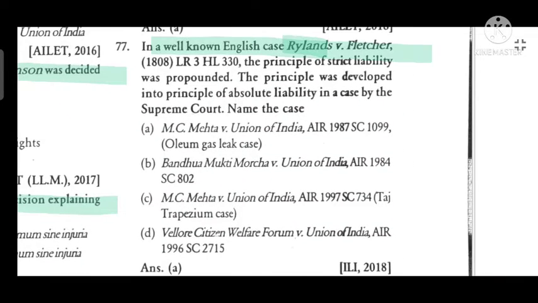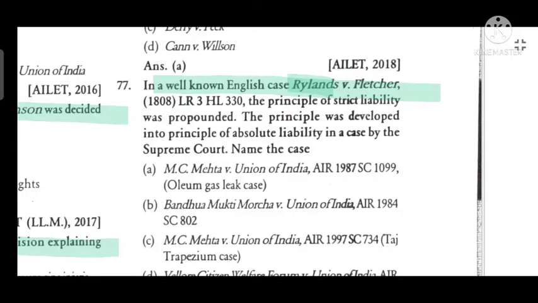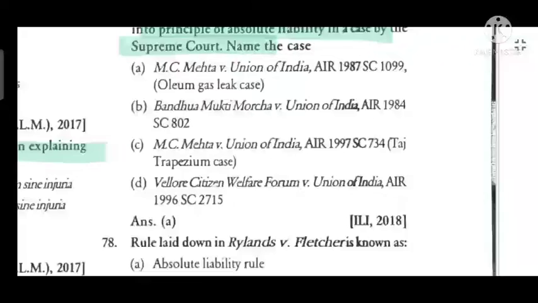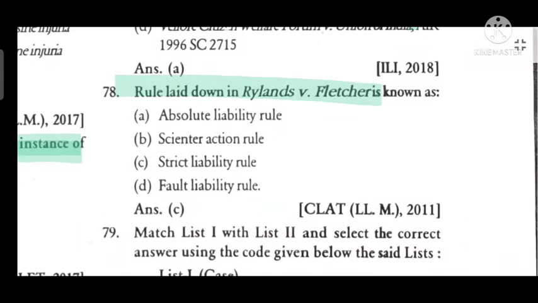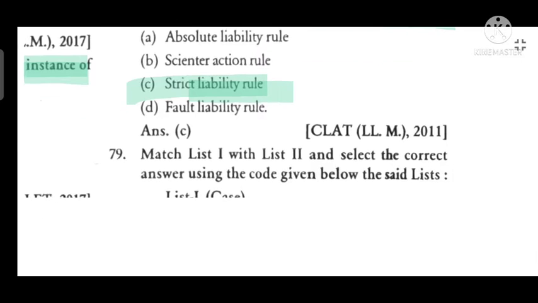In the well-known case of Rylands versus Fletcher, the principle of strict liability was propounded. The principle was developed into the principle of absolute liability by the Supreme Court in MC Mehta versus Union of India. The rule laid down by Rylands versus Fletcher is known as the strict liability rule.